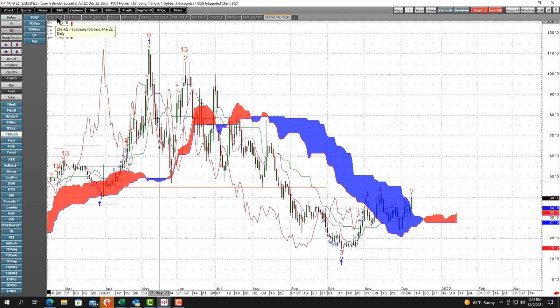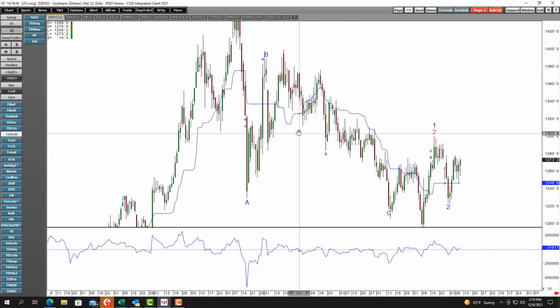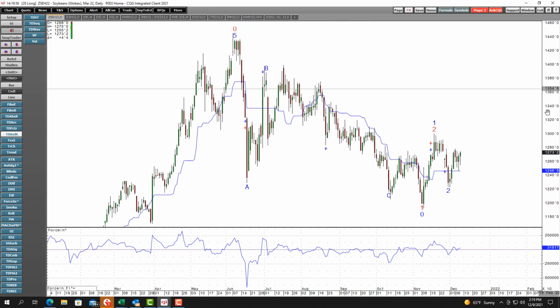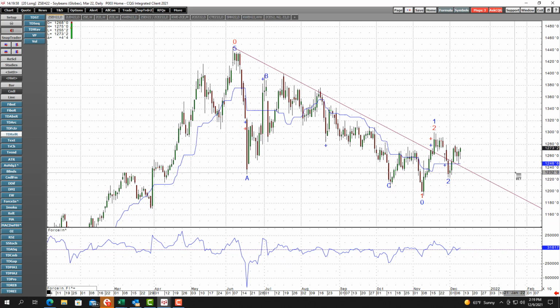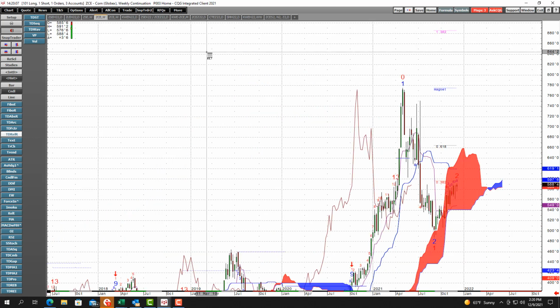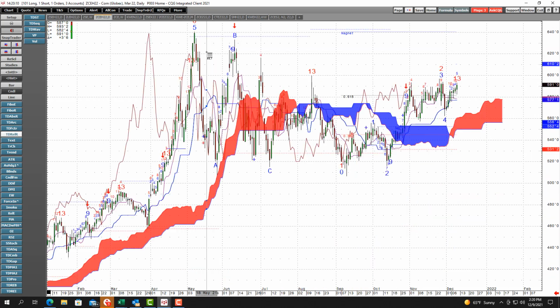So let's look at what the front month corn did. Okay, this would be March, and I think this is important. I want to draw some. Sorry, that's soybeans. I want to get to March corn. Let me do this. Okay, here's March corn. There we go.